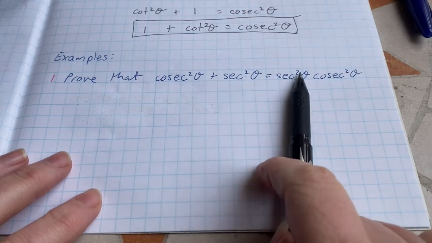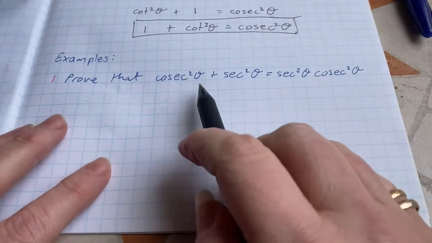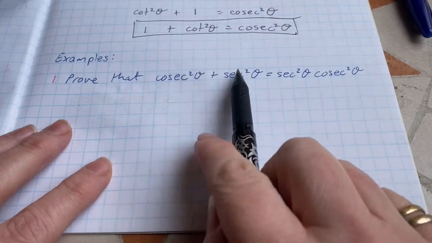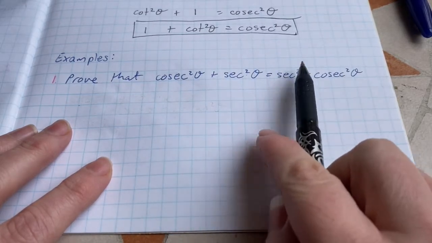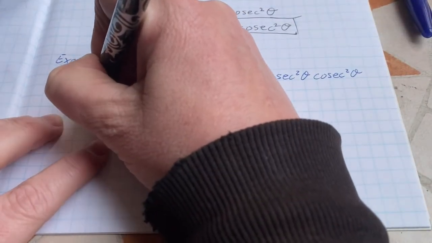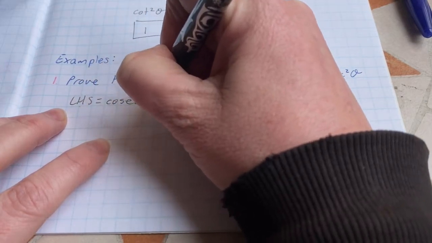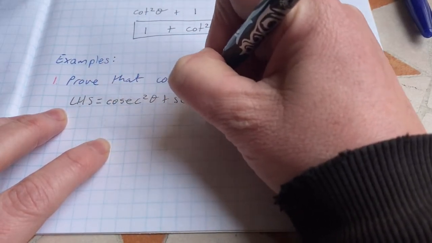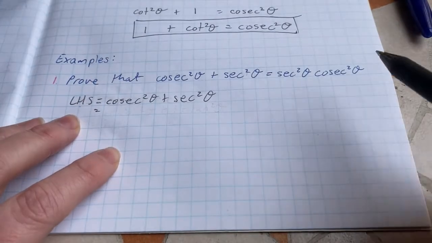Okay, in this example, we've got a couple of choices of how we could do it. But the easiest way for this particular one is actually just to write everything in terms of sine and cos. So what we're showing is that the sum of cosec squared and sec squared is actually equal to the product of cosec squared and sec squared. Let's start with our left-hand side. So our left-hand side is cosec squared theta plus sec squared theta. Now I'm just going to write them in terms of sine and cos.